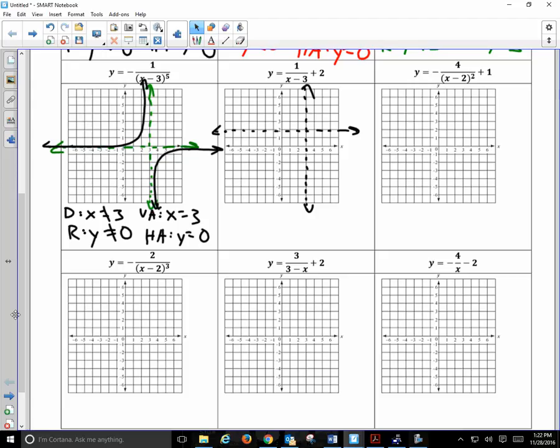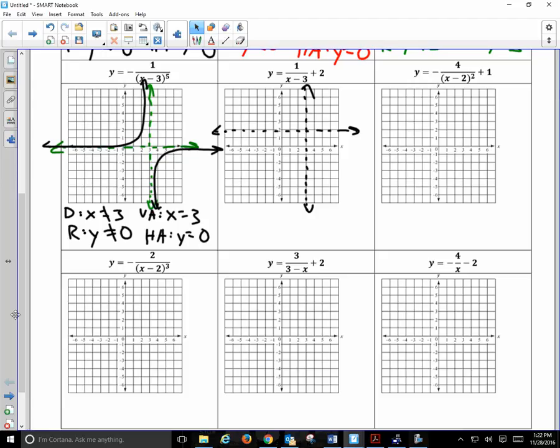Now, because you know what the parent function looks like, it's either going to be on the top and bottom, or the top or the bottom. So which does it start out with here? Top or bottom for the graph? Bottom, and over here, top. So that's what we know.